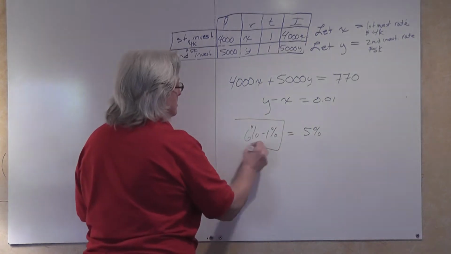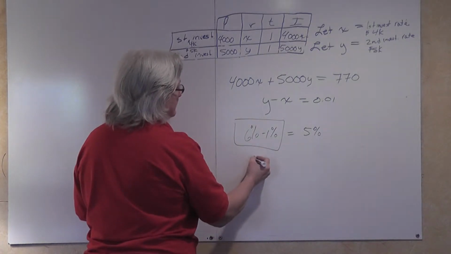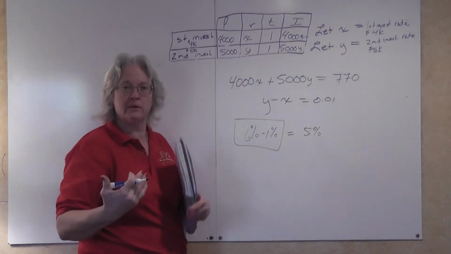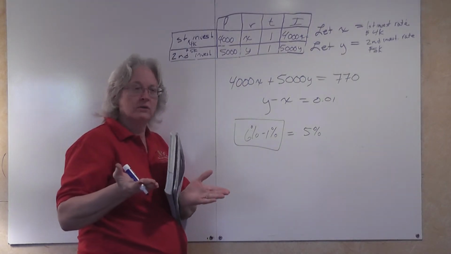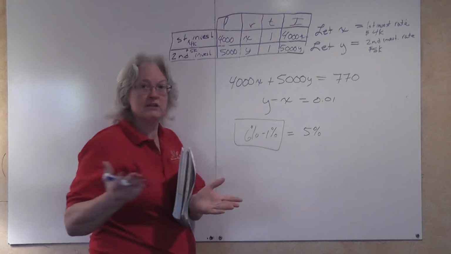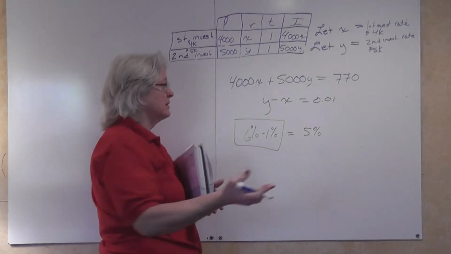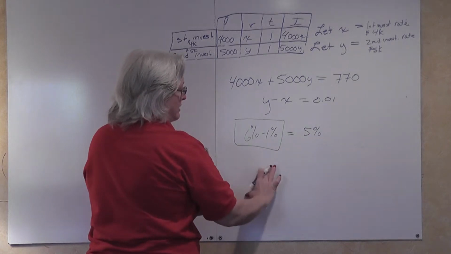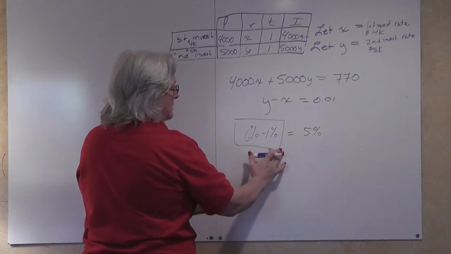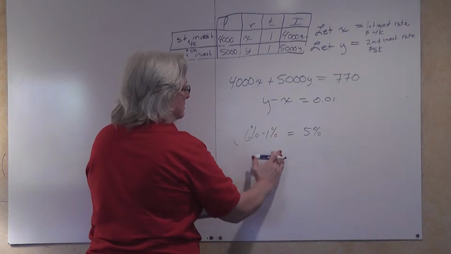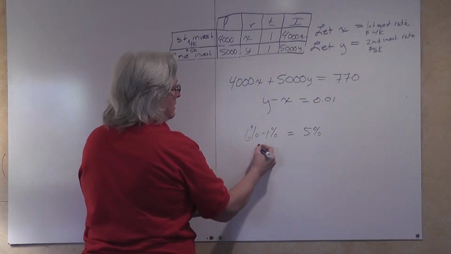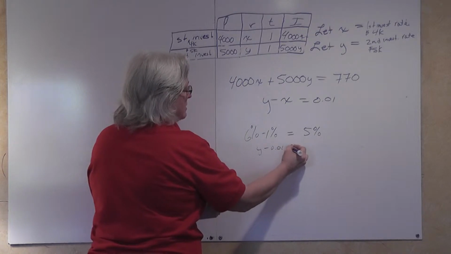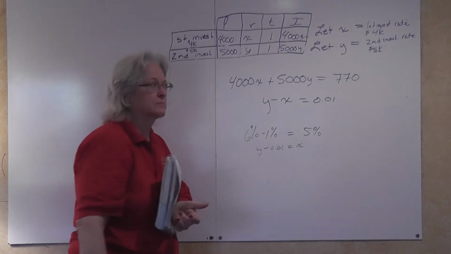Right here, what I said was that the interest on the second investment, the way that I equalized that with the investment from the first, since it was greater, I subtracted some. That's one way to look at it. And here you would have y minus 0.01 is equal to x.